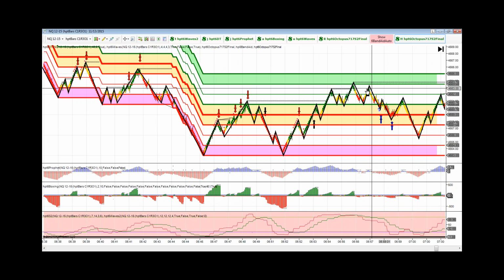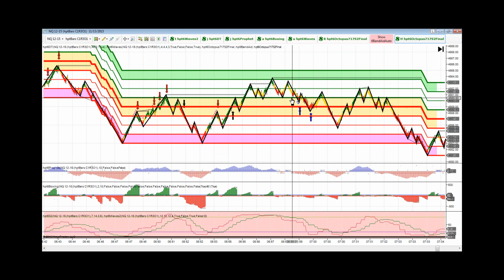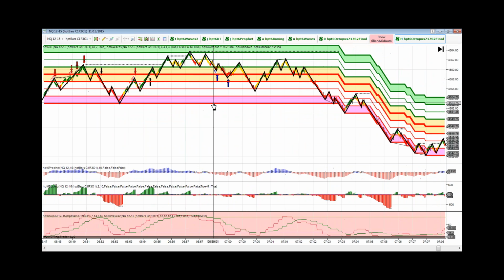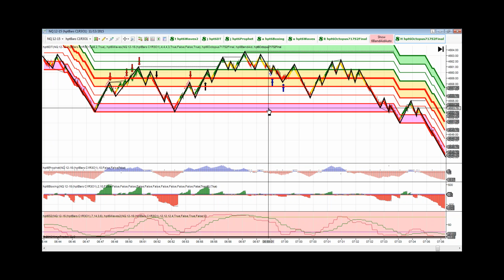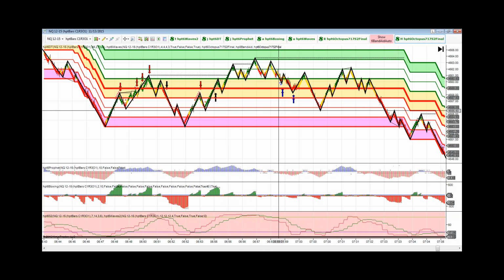Want to point something out. We had the U of M, and then this market took off strongly to the downside. Okay, but again, some nice profits in here.